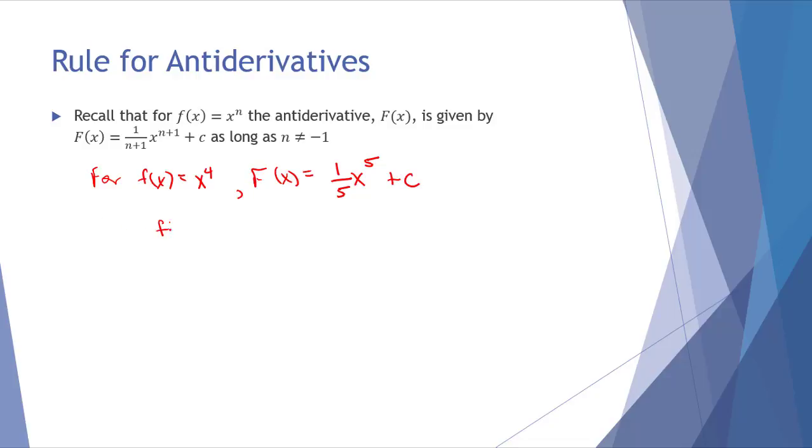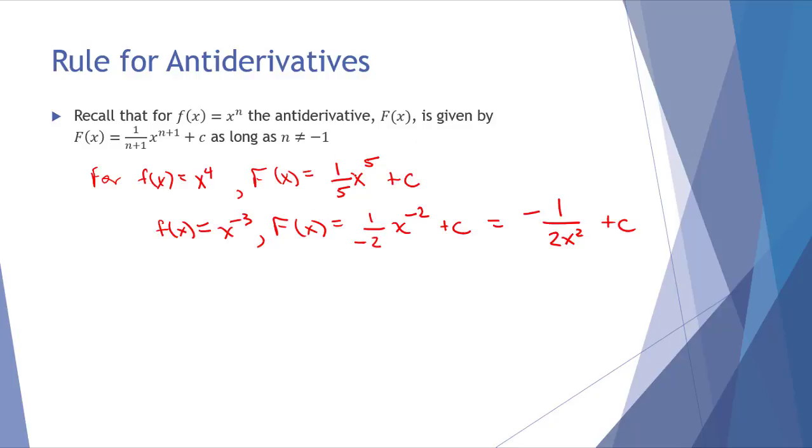It didn't have to be a positive exponent. We could say f of x equals x to the negative 3. Well, in that case, your antiderivative, you'd do the same thing. You add 1 to the negative 3, and you'd get negative 2. And out front, you'd get 1 over negative 2 and add your arbitrary constant. And you could, of course, rewrite this. You don't have to, but it's 1 over 2x squared plus c.